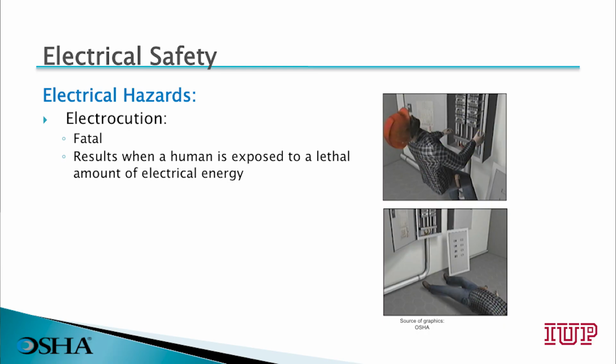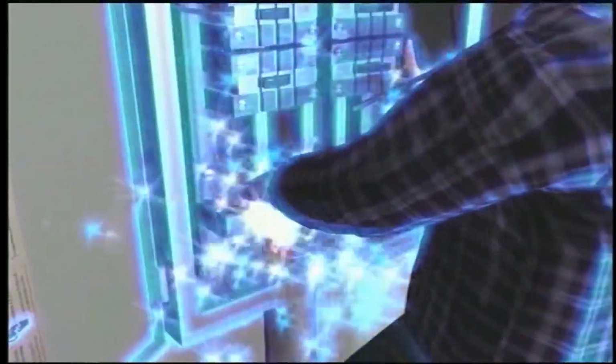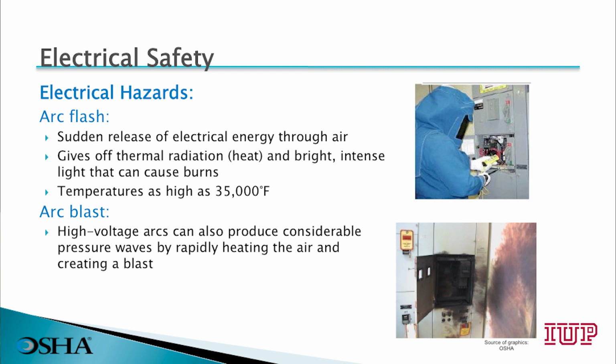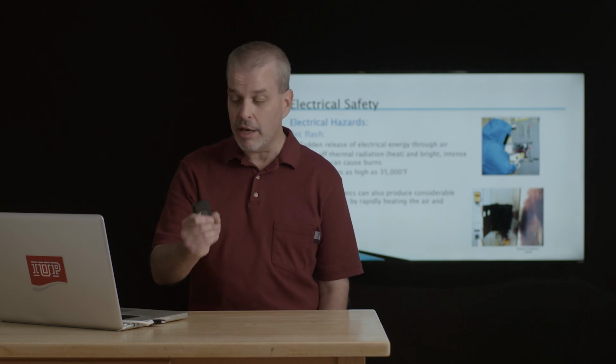Electrical hazards include electrocution, which can be fatal, and that is a result of a human coming in contact with a lethal amount of electrical energy. Other electrical hazards include arc flash, which is the sudden release of electrical energy through the air. We are talking about thermal radiation, simply heat, and bright, intense light that can cause thermal burns. You got to remember, in an arc flash situation, temperatures of that exploding and failing equipment can reach 35,000 degrees Fahrenheit. That's nearly 4 times the temperature of the surface of the sun.